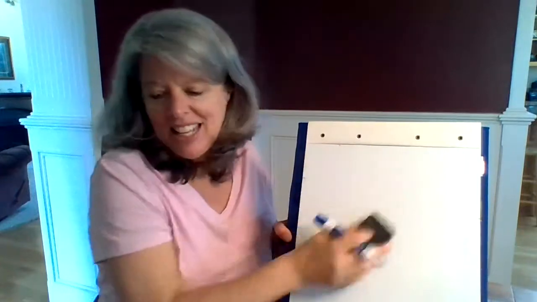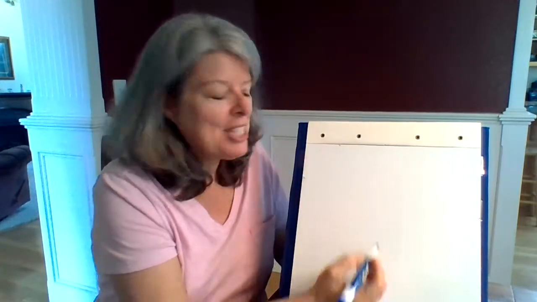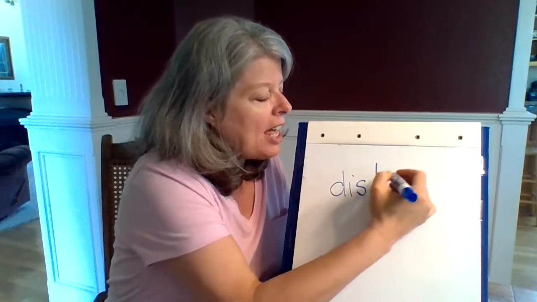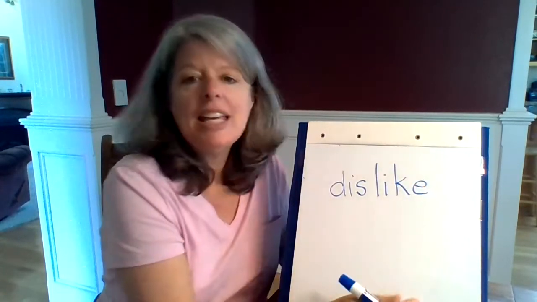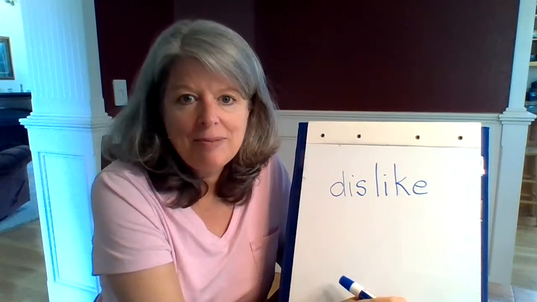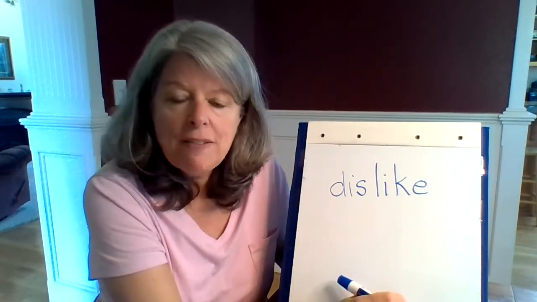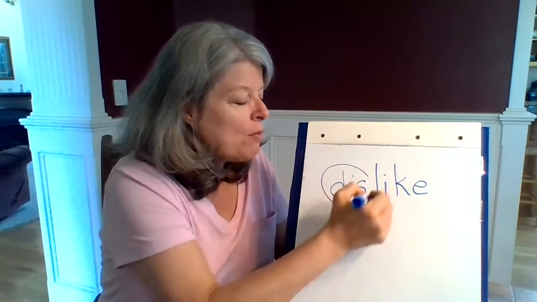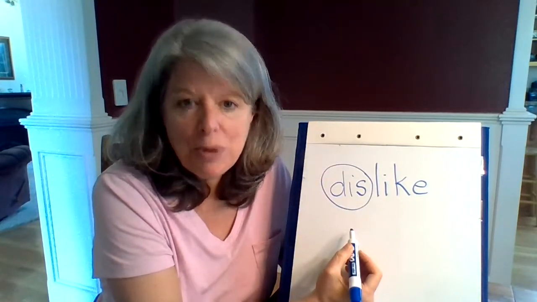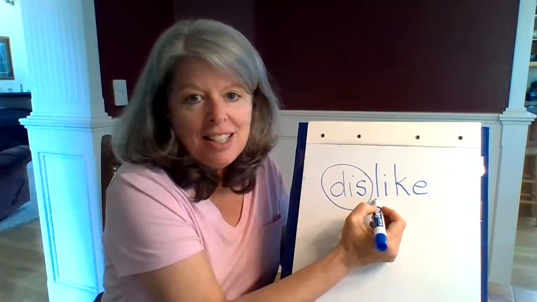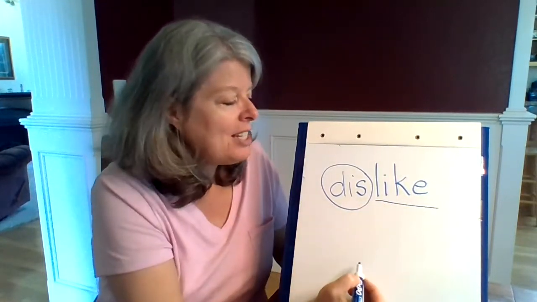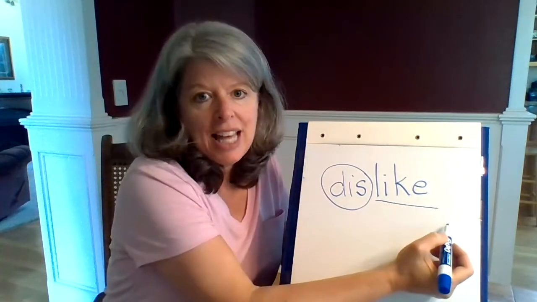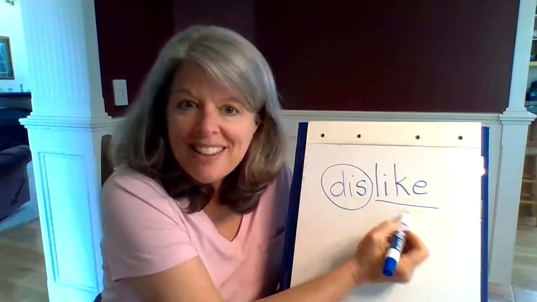All right. Write down these letters. D, I, S, L, I, K, E. All right, what prefix or suffix do you see? Dis. It's at the beginning of a word, so it is a prefix. And our root word is like, underline it, and let's read it. Dislike, dislike.